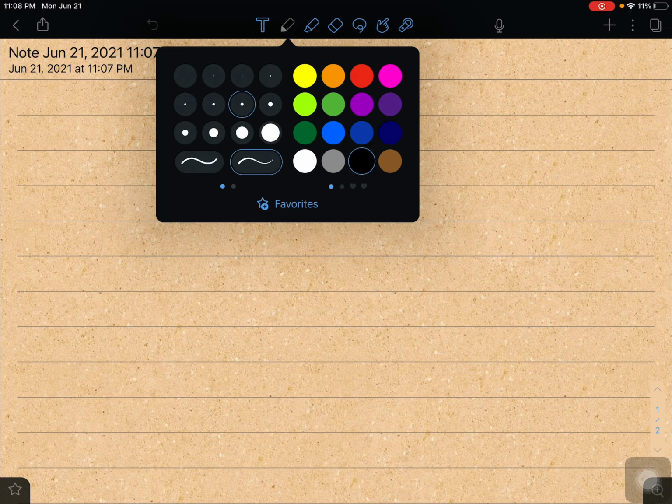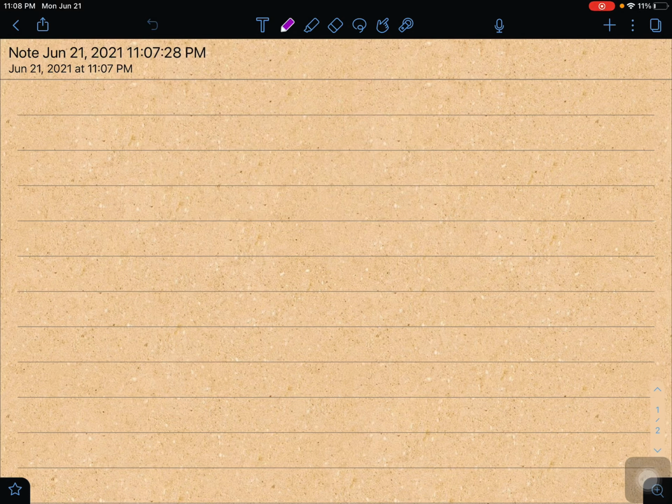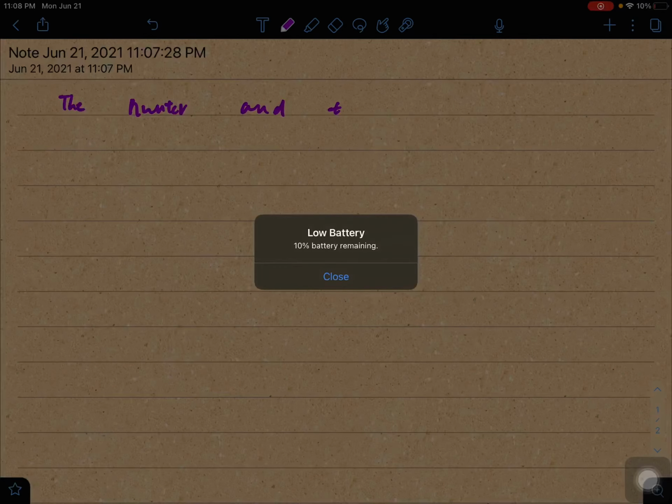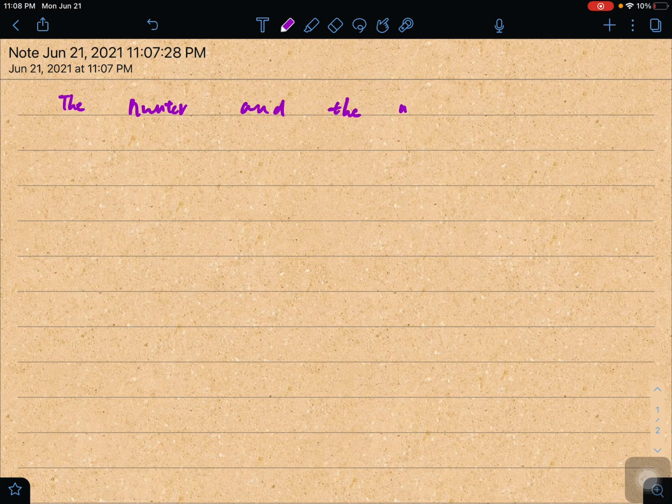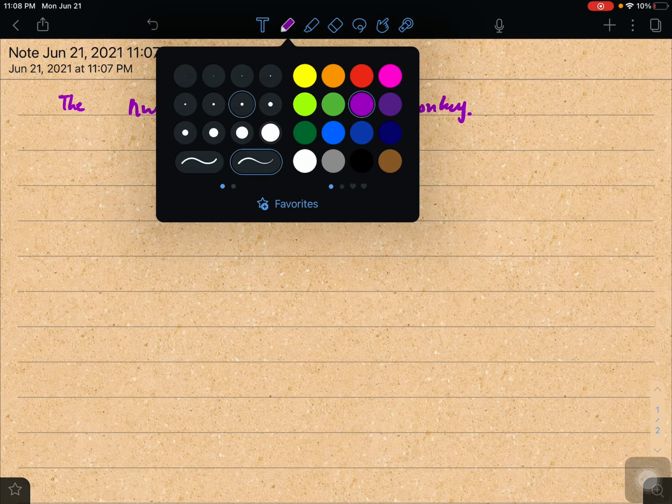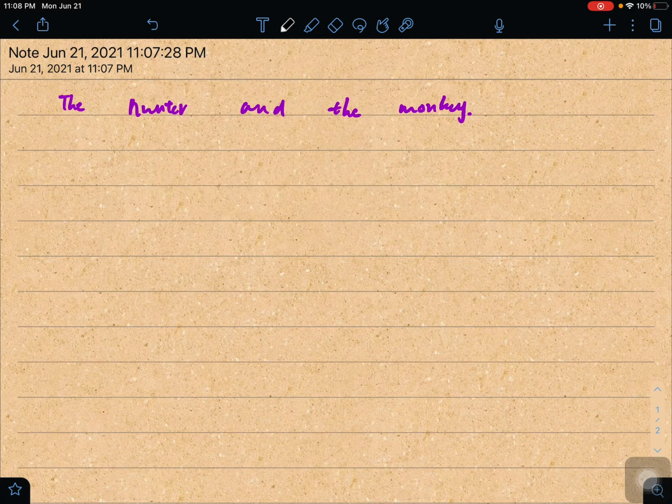Alright, so today I'm going to talk about a very interesting classical physics problem, which is called the hunter and the monkey. So let's start by looking at the physical situation we have.